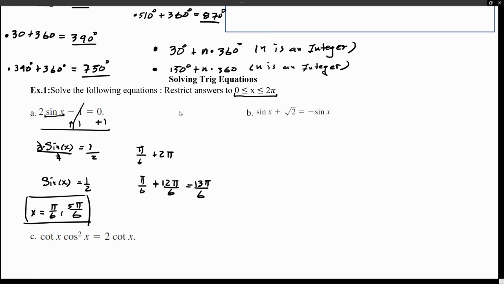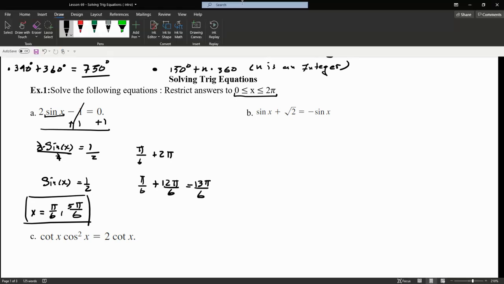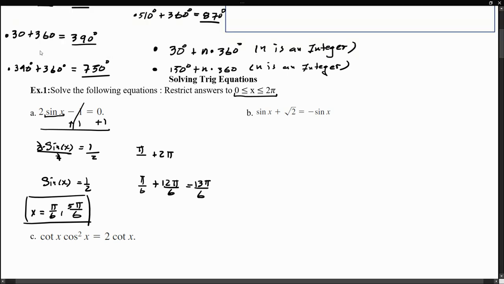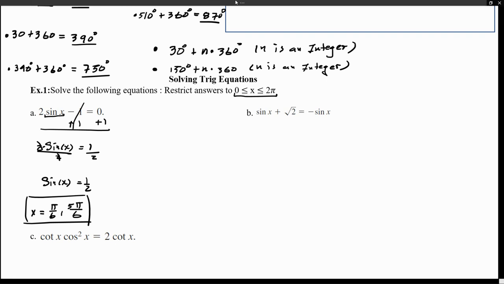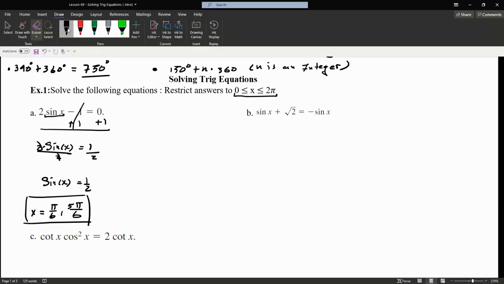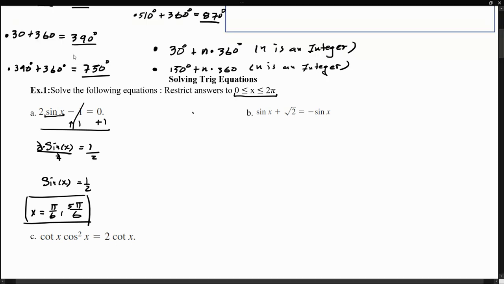Notice that 13 pi over 6 is way beyond 2 pi. 13 over 6 is definitely more than 2. So 13 pi over 6 is beyond 2 pi, so we don't take it into consideration anymore. Notice how important it is to take a look at those restrictions. Because we know there can be an infinite amount of solutions, but we don't want to write down solutions all day. So we're just going to keep our answers to the first full circle.